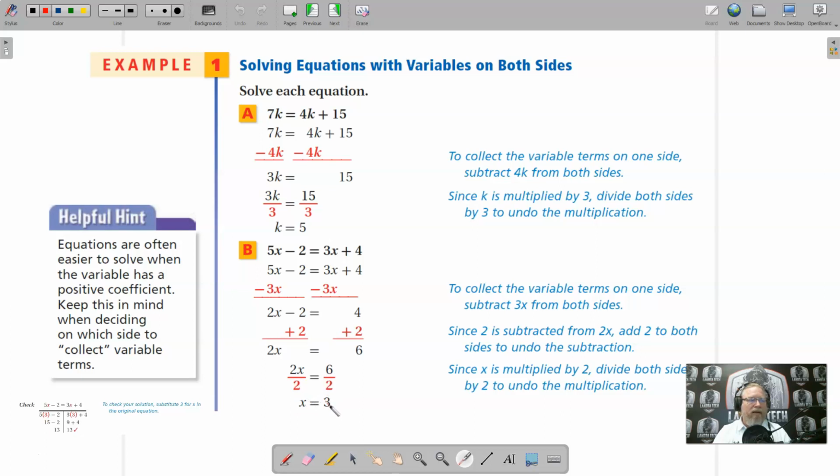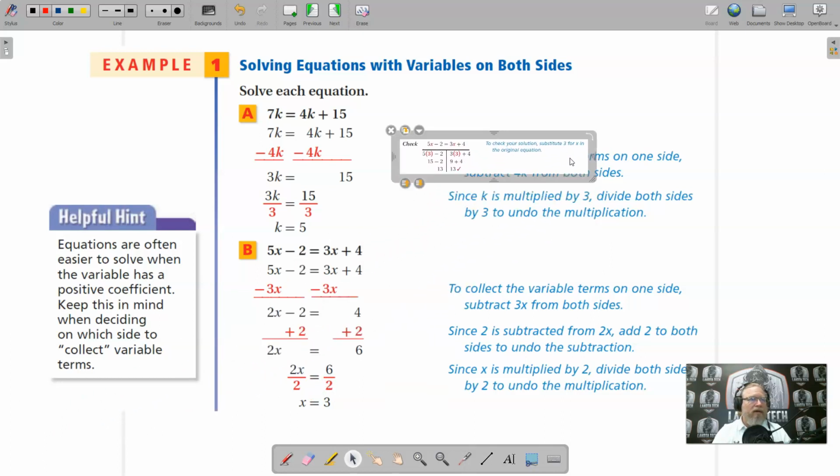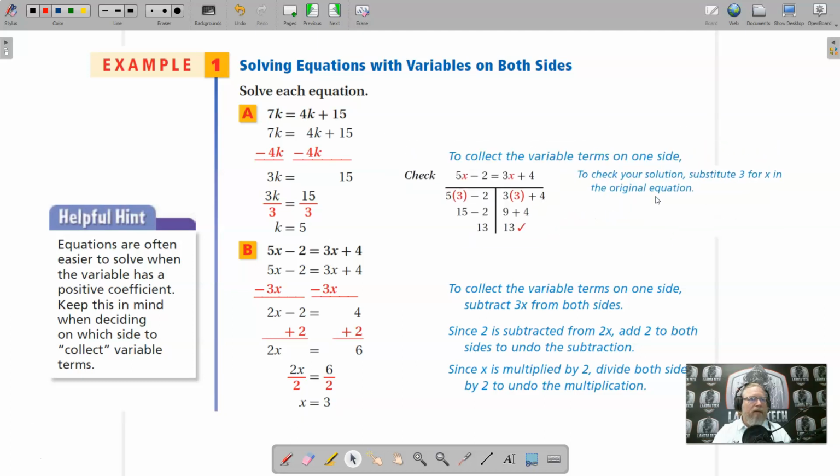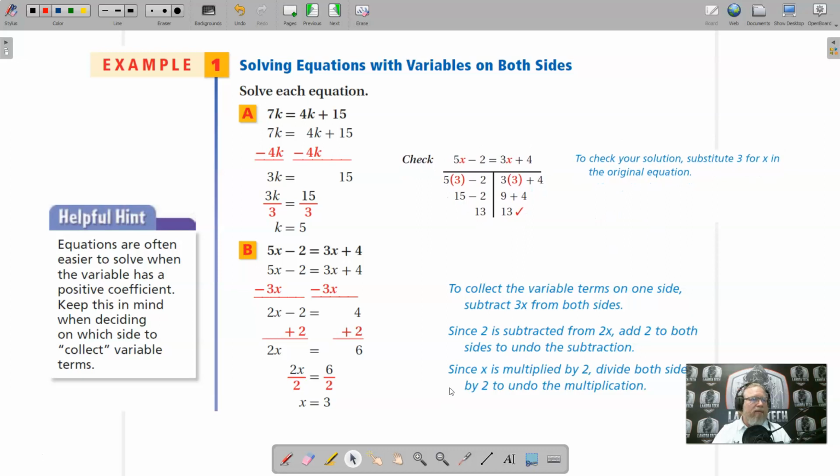6 divided by 2 is 3, therefore x equals 3. And we can always check our solutions by plugging it back in. So if you look here at this part here, there we go. Move that, cover that up real nice.